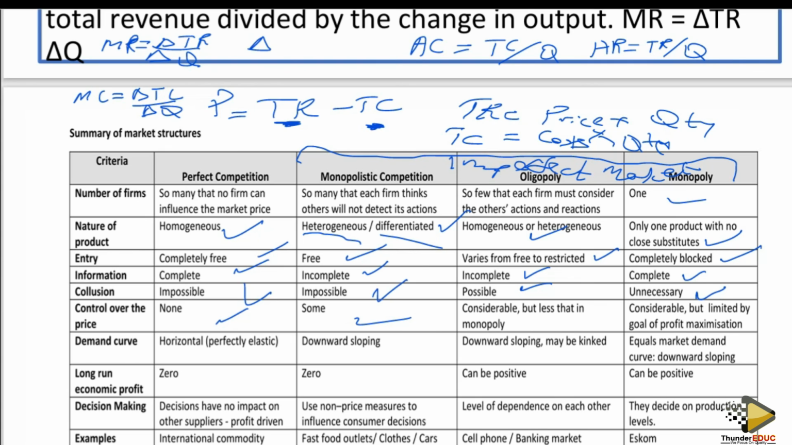Okay, grade 12. So now we also have oligopoly. Under oligopoly, we are saying control over the price is considerable, but less than what is done in monopoly. So what does it mean? It means that under oligopoly, Pepsi can somehow play around with the prices, as well as Coke, but in a slight manner.